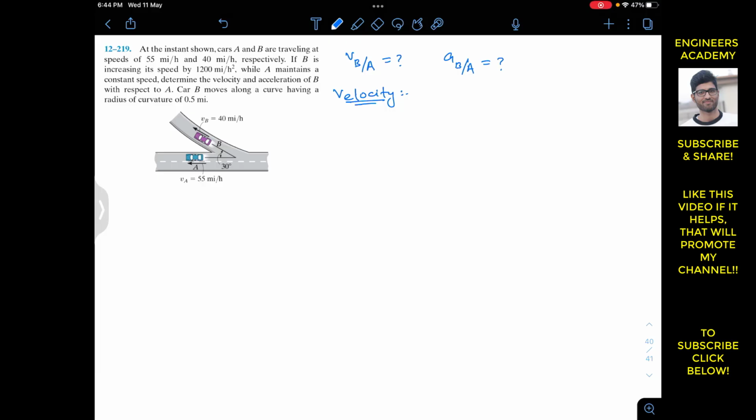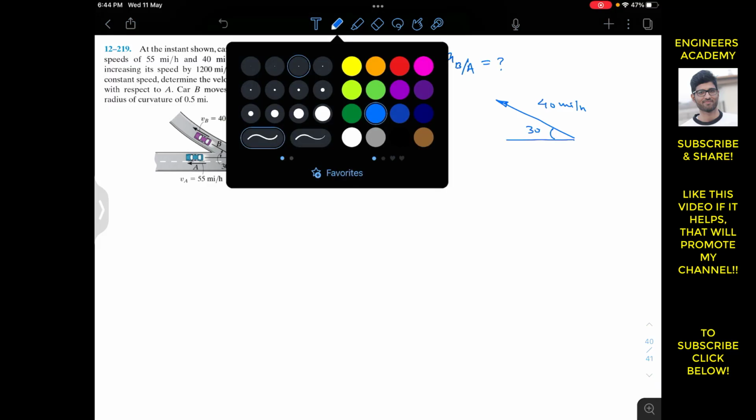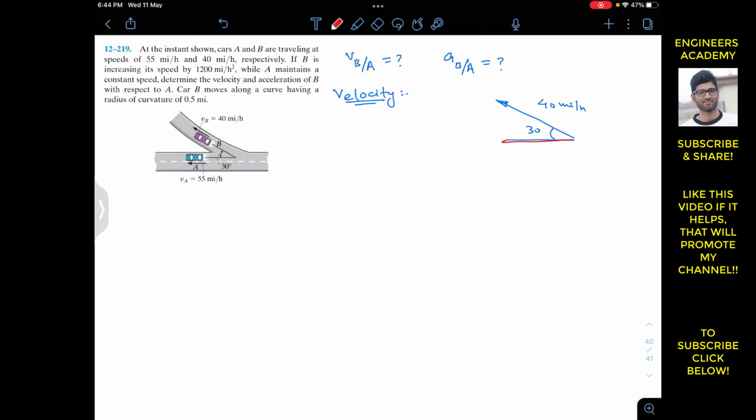Now as we can see, this VB is making 30 degrees with the horizontal. So we can resolve this VB into its components. This is VB, which has a magnitude of 40 mile per hour, and it is making 30 degrees with the horizontal. So it will have two components. One of its components is going to act in this direction, and one of its components is going to act in the upward direction. So this one will be 40 cos of 30, and this will be 40 sine of 30.